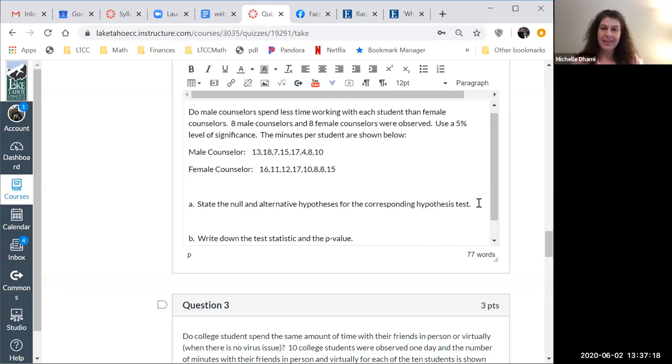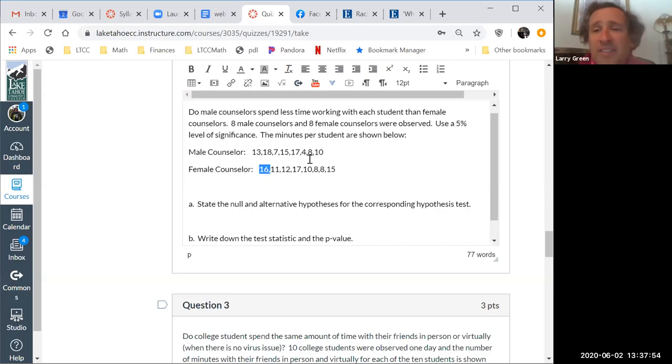And how do you know they're independent? Because the male counselor and the female counselor are not the same person. So you're not asking the same person the same questions. They're not in any way related to each other. That makes it independent. In particular, there's no pairing between this first male counselor that had 13 and the second that had 16. If you switch the first 13 and 18, that doesn't change the study at all.